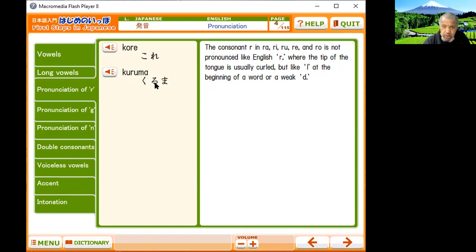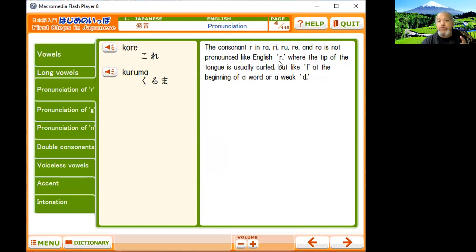車、a little bit of stress on the ru. Kuruma. 車、so that's the R pronounced. Now, the consonant R in ra, ri, ru, re, ro is not pronounced like the English R.